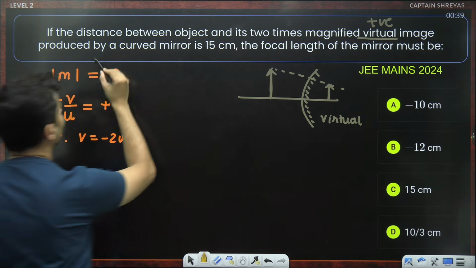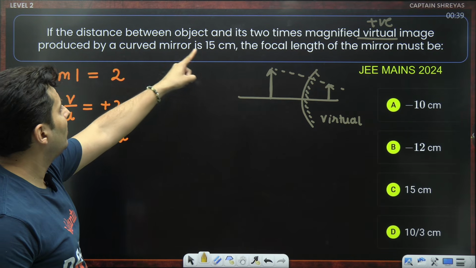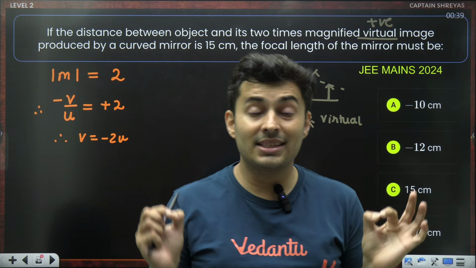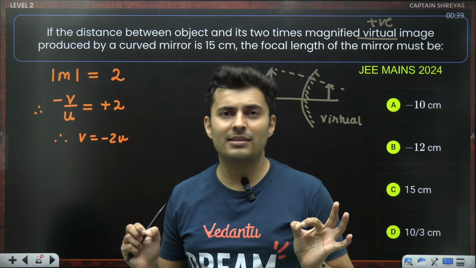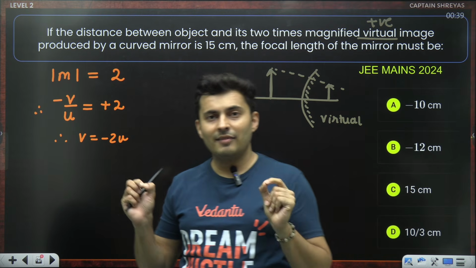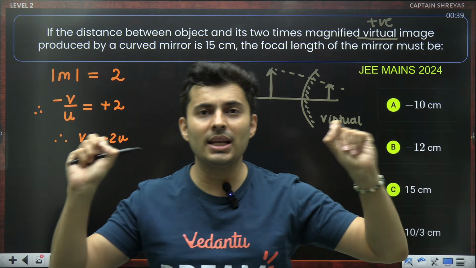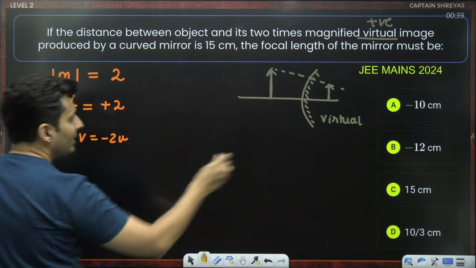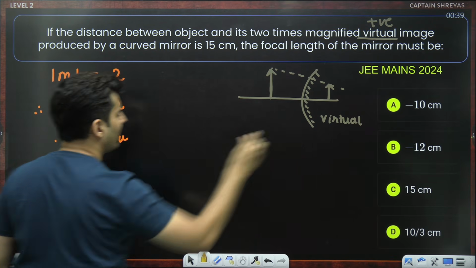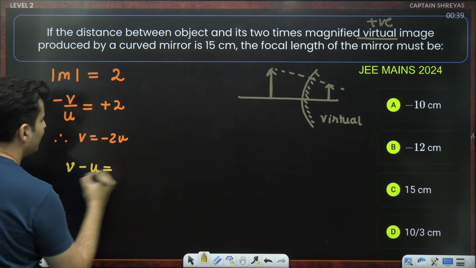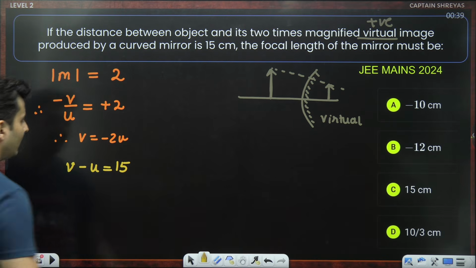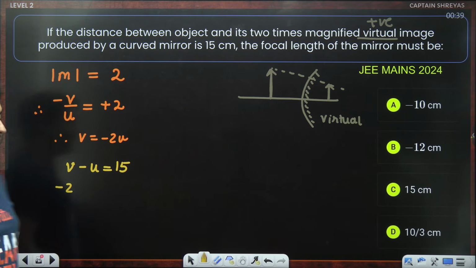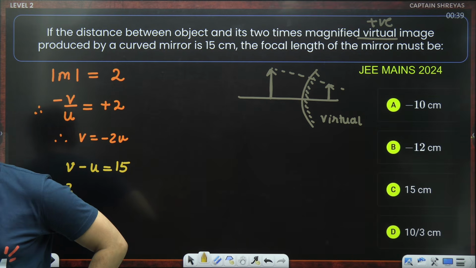One more thing, it is given that the distance between object and its image is 15. Remember, although we use V and U as distances, actually they are not distances, they are coordinates. And when I ask you the distance between the two coordinates, you subtract the two coordinates. So the image coordinate and object coordinate, if you subtract, what you will get is the distance between them, which in this case is 15. But V is minus 2U, right? Everybody, till this point?